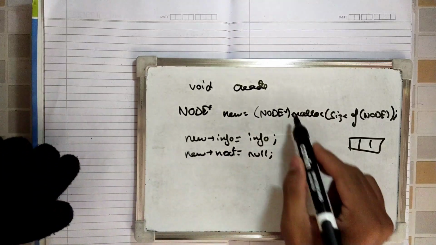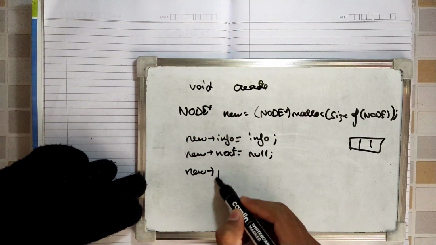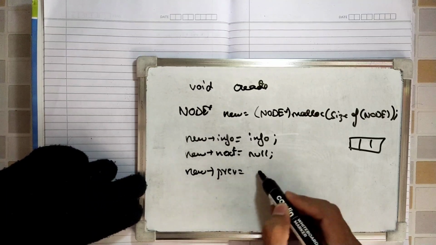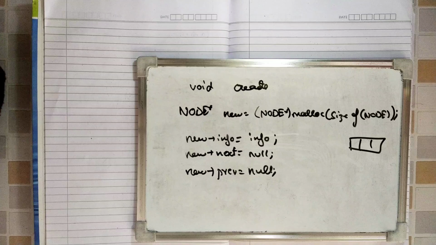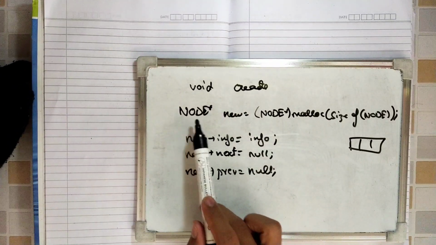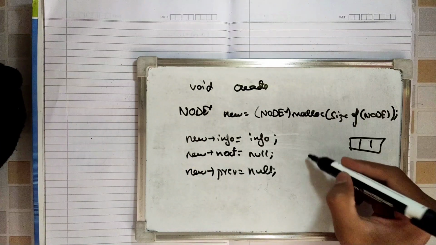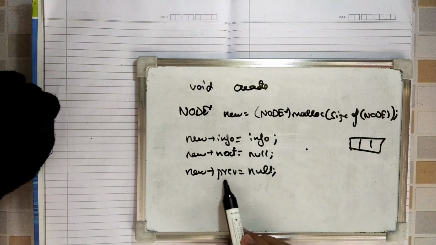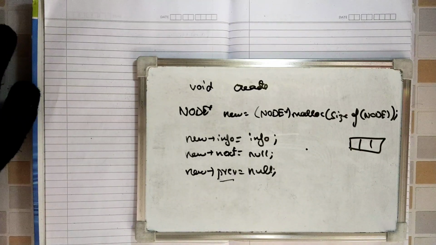Now this is for your single linked list. If you add this line, new of prev equals to null, this becomes your double linked list. Okay, understood? But make sure, in the node structure's data where you initialize the structure, don't forget to mention this pointer, previous, struct node prev, because that is important.